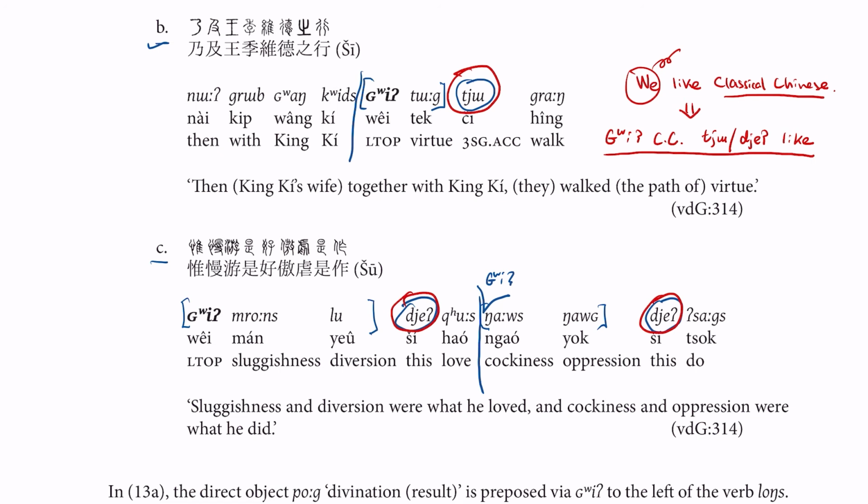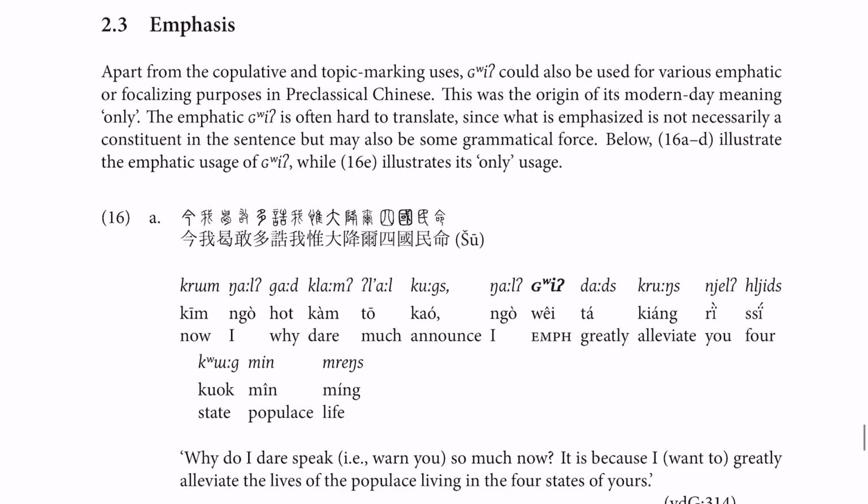We don't yet know how to say "like" in pre-classical Chinese, but we do know the structure the sentence would be assuming. Apart from the copulative and the topic marking uses, gui could also be used for various emphatic or focalizing purposes in pre-classical Chinese, and this was actually the origin of its modern-day meaning "only". The emphatic gui is often hard to translate since what is emphasized is not necessarily a constituent in the sentence, but may also be some grammatical force.